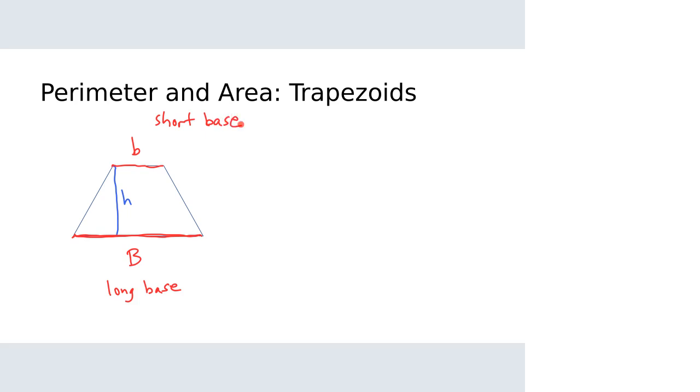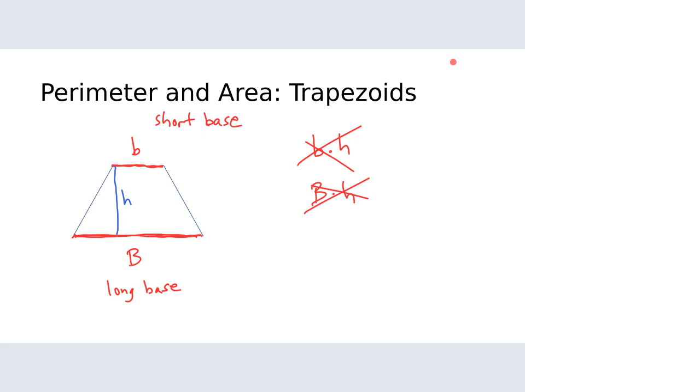The bases are our parallel sides. So in a trapezoid, we have exactly one pair of parallel sides. Those are our bases. One of them's longer than the other. The longer is capital B, the shorter is lowercase b, and we also have the height. The height's going to be really important for us. When we go to find the area of a trapezoid, we can't just say base times height, because that would give us an inaccurate area.